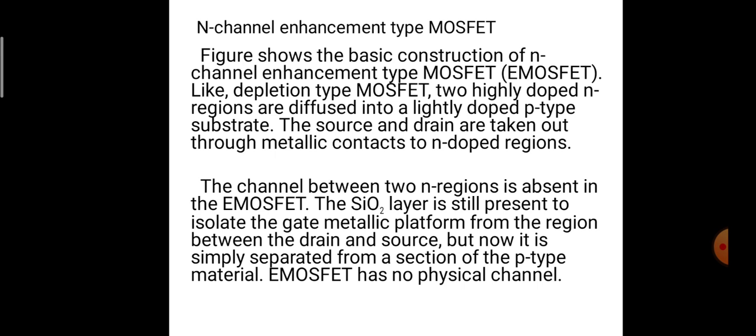The channel between two N regions is absent in the enhancement MOSFET. The SiO2 layer is still present to isolate the gate metallic platform from the region between the drain and source. But now it is simply separated from a section of the P-type material. Enhancement MOSFET has no physical channel.